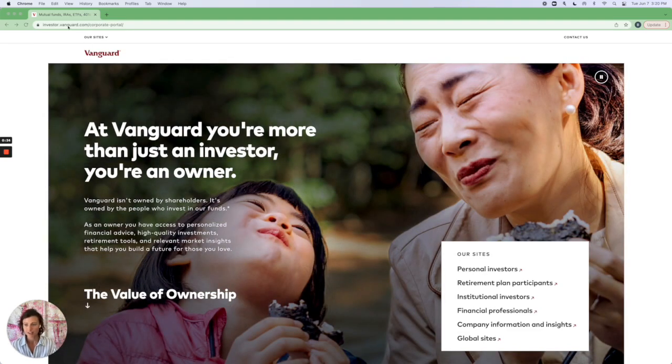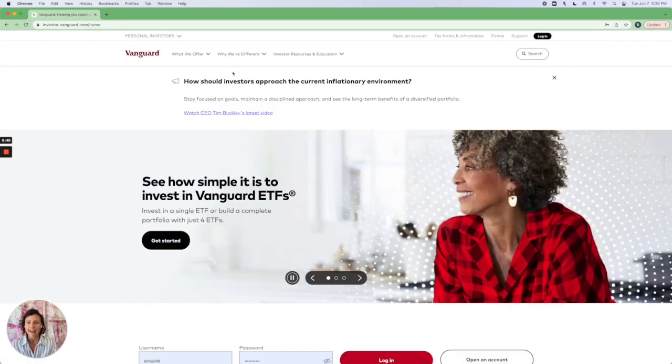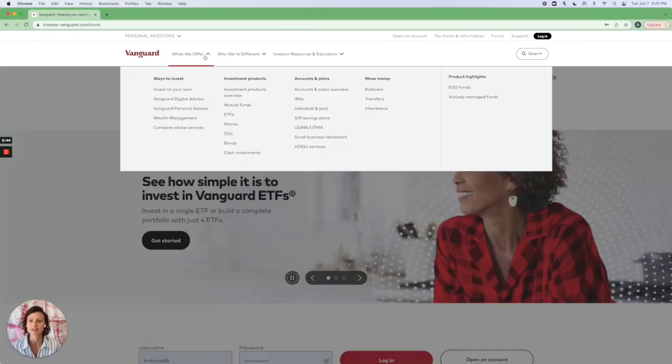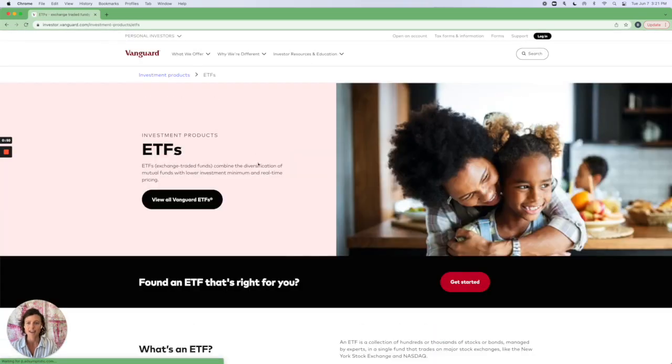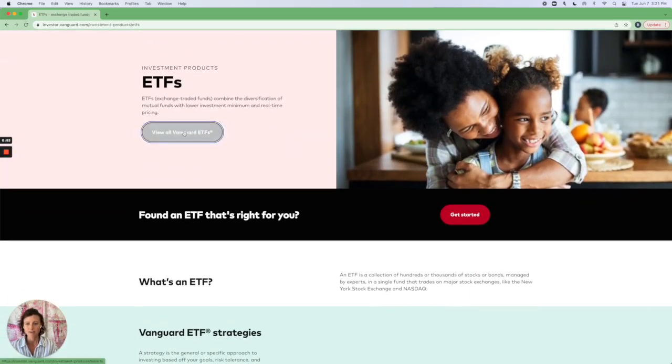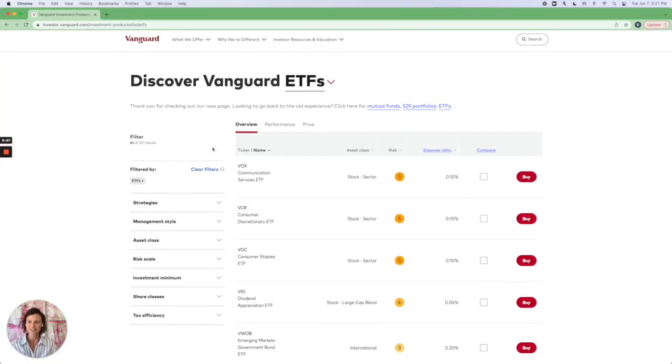So if you go to Vanguard.com, it's going to take you to this site, and you just need to make sure you go to the personal investors site. And then at the top here, you will see what we offer, and that's where you'll click down into ETFs. So right under investment products, you'll see ETFs. And then you can click View All Vanguard ETFs to go to the list of every ETF that they offer.